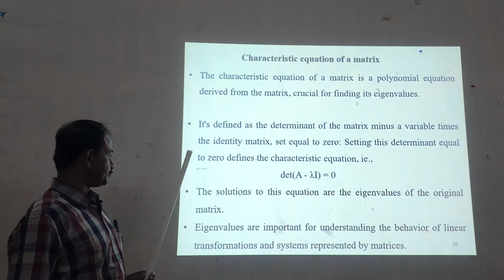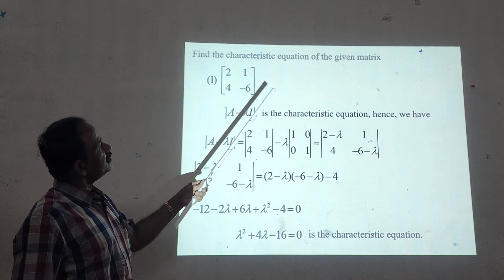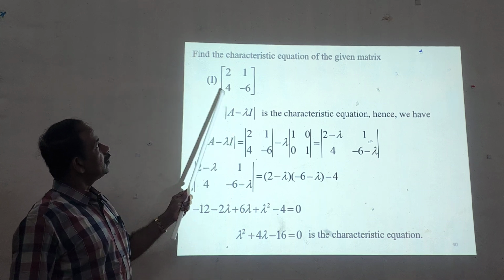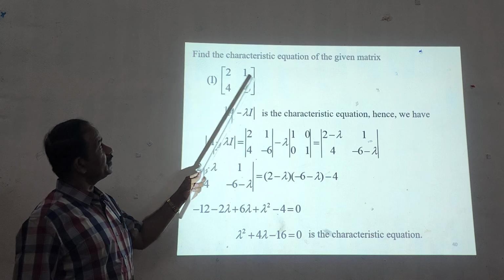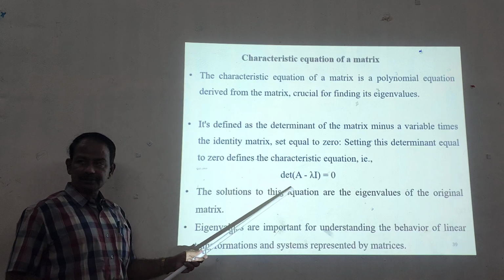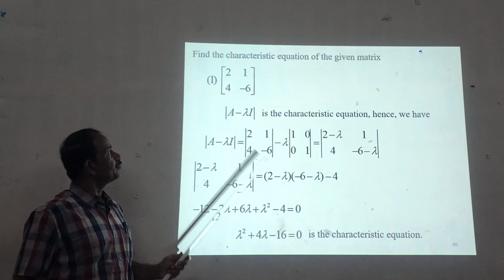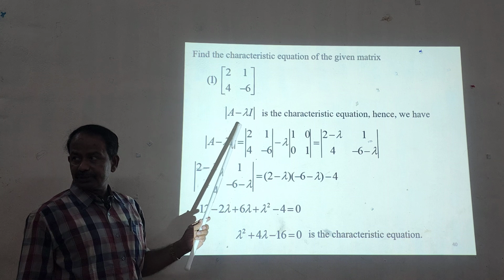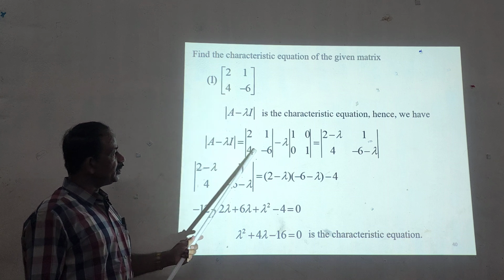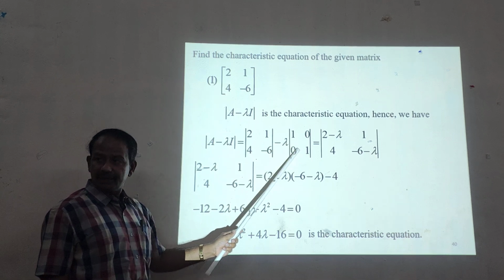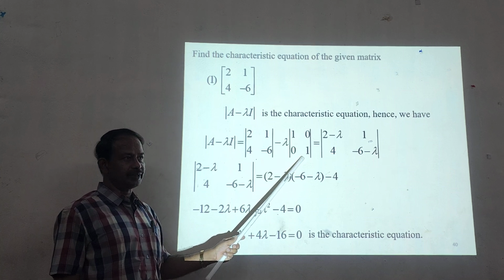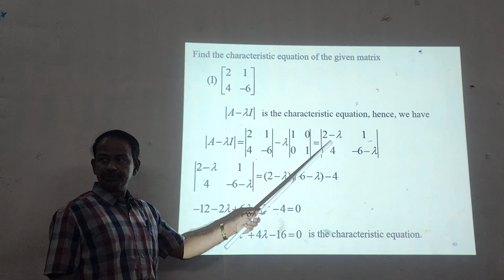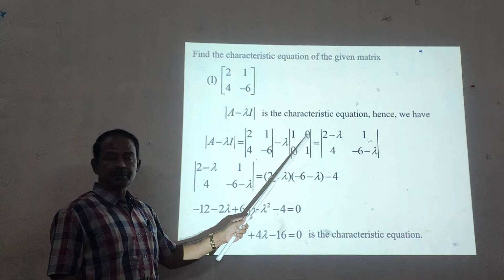So now find the characteristic equation of a given matrix. Okay. This is a 2 by 2 matrix. Find the characteristic equation of the given matrix 2 1 4 minus 6, and det(A minus lambda I) is the characteristic equation. A is given as this. So the matrix A minus lambda I, with I being 1 0 0 1, will give you 2 minus lambda in the first position. Minus lambda multiplied by 0 is 0.